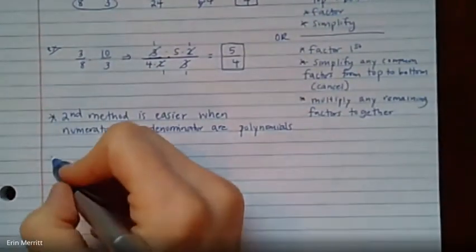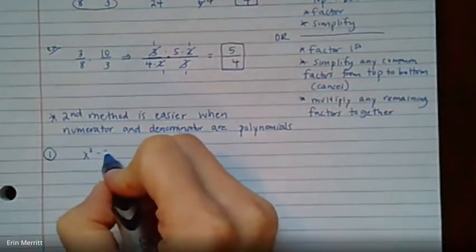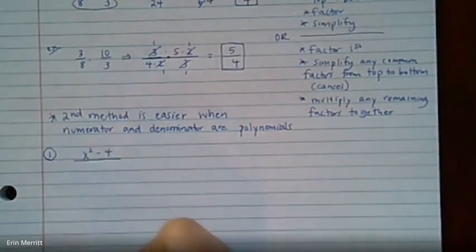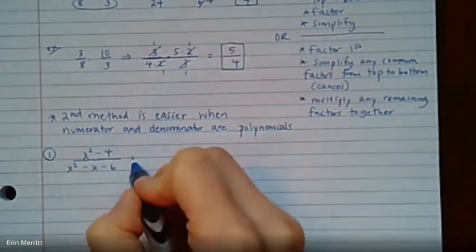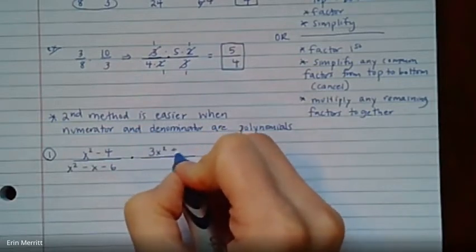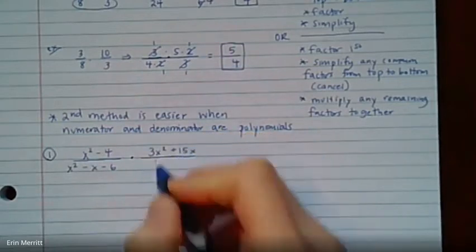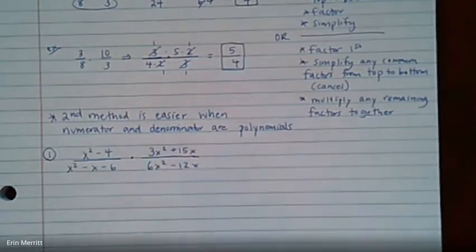All right. With that being said, our goal is to do a couple examples of each. So with this next one, I'm going to make them polynomials. X squared minus 4 over x squared minus x minus 6 times 3x squared plus 15x, and then over 6x squared minus 12x. All right, given that we've got polynomials here, the first thing we're going to do is factor.